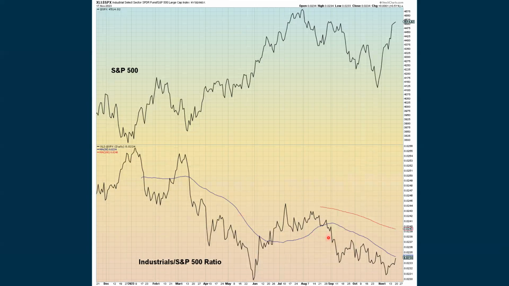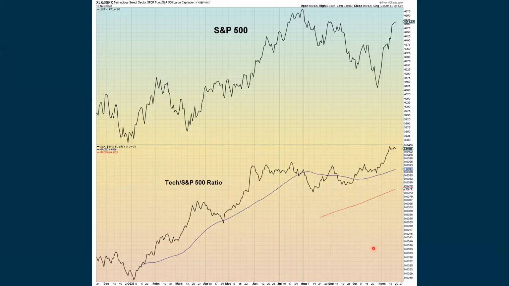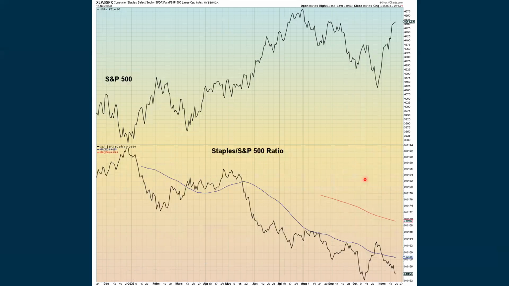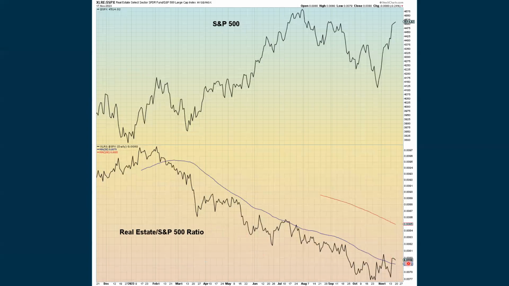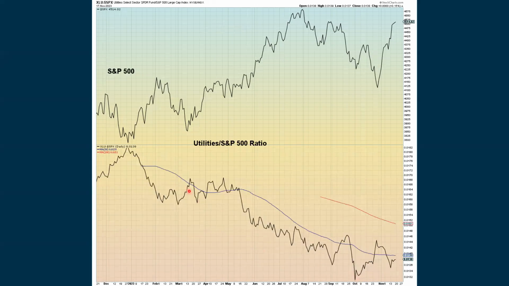We look at the industrials, which are in a downtrend compared to the S&P. Tech, which has been a stronger area in 2023, that's outperforming. Staples, which have been weak in 2023. Real estate, which had a good week this past week, but is still in a longer-term downtrend when you compare it to the S&P. And utilities also have been under a lot of pressure as interest rates have been going up.